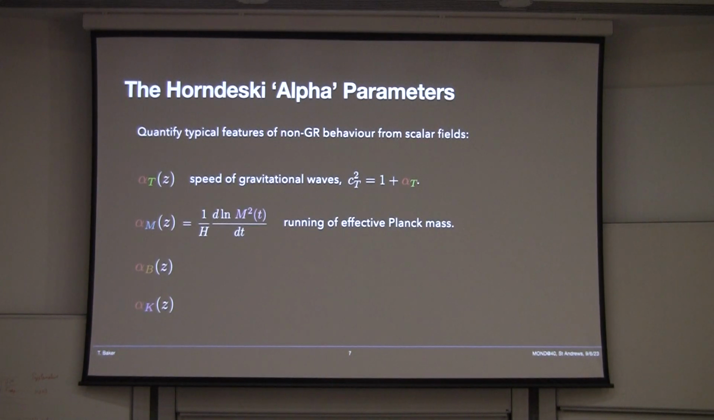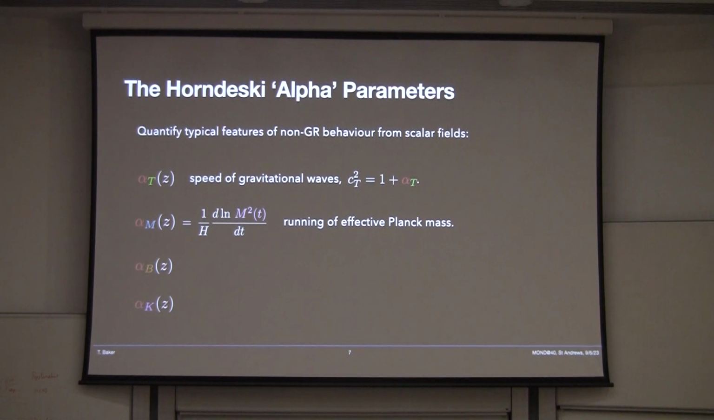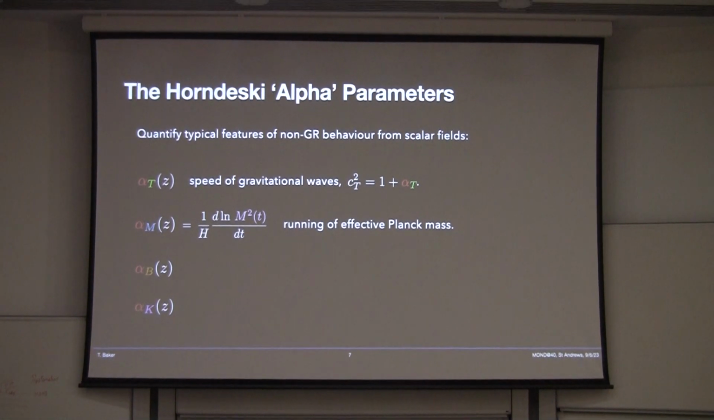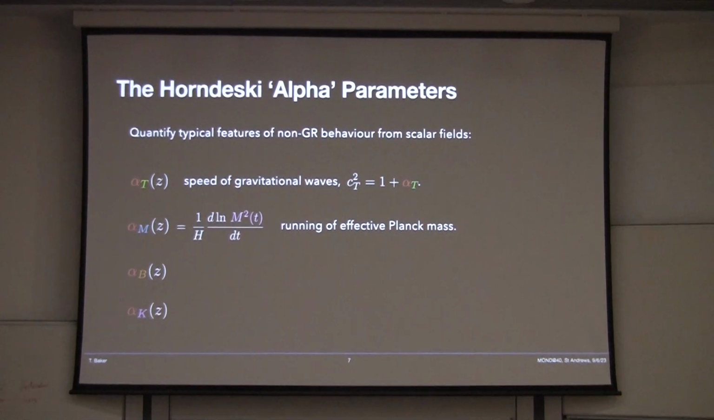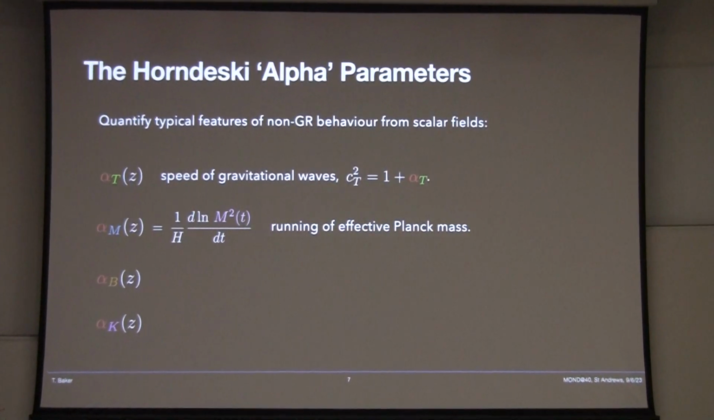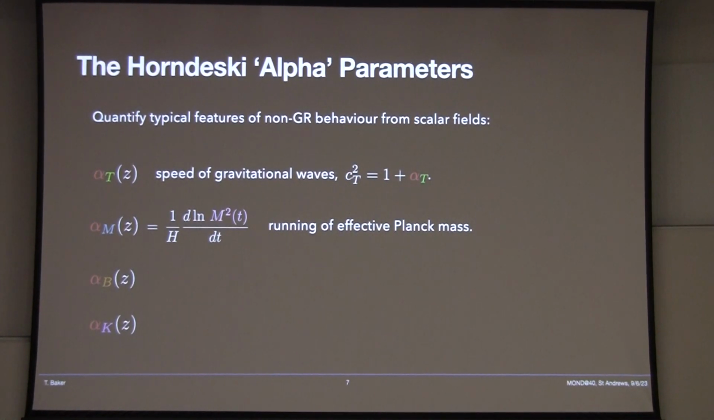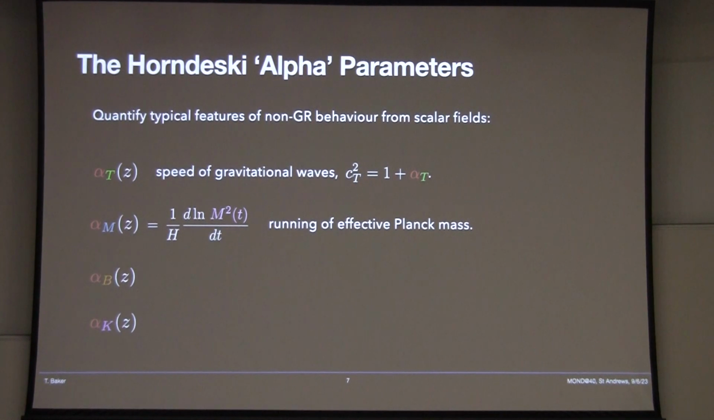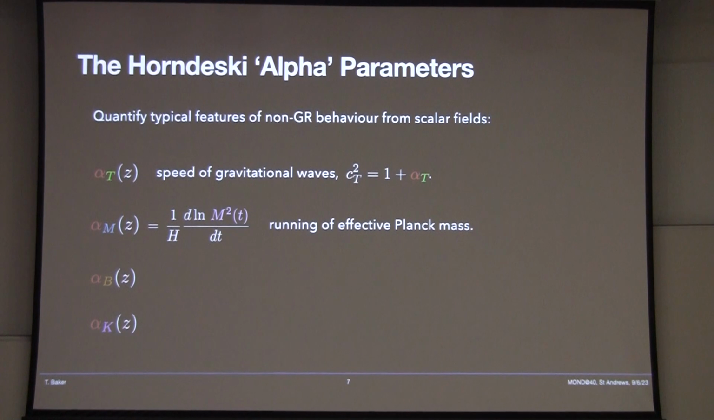Alpha m describes the rate of evolution of the effective Planck mass. A lot of theories of dark energy and modified gravity can give us what looks like a time-evolving gravitational coupling strength, a time-evolving big G, and of course that's equivalent to a time-evolving effective Planck mass. And so that rate of change with redshift or time is described by alpha m.